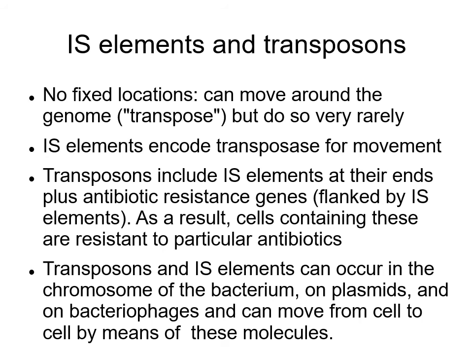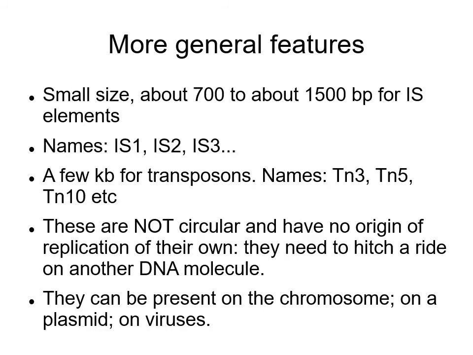So transposons are more complicated elements. IS elements encode the transposase for movement, and transposons include IS elements, but also carry antibiotic resistance as a result. They're not very big, a kilobase or so general range, and they have non-imaginative names like IS1, IS2, IS3, etc. Transposons are called Tn3, Tn5, Tn something. Important to note, they're not circular, and they need to hitch a ride because they have no origin of their own.